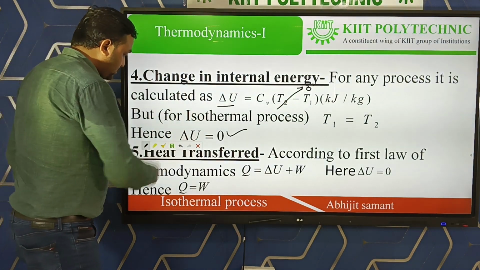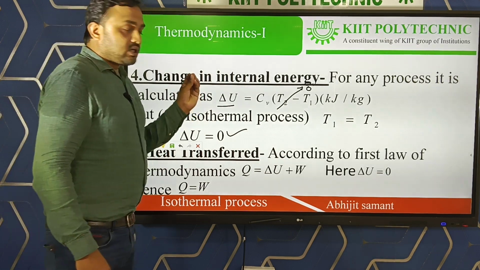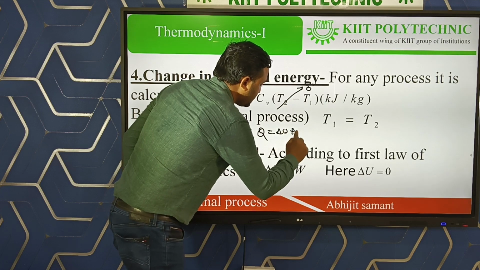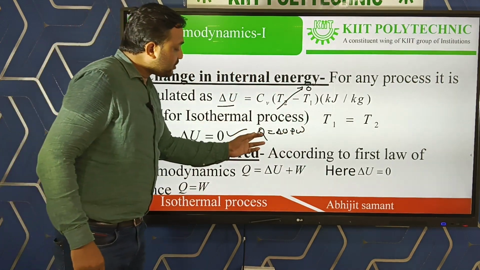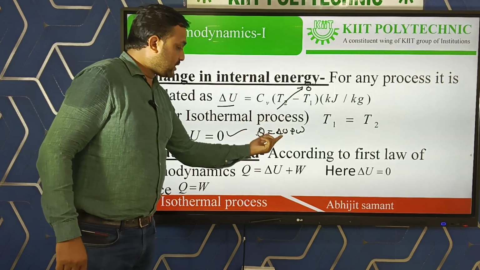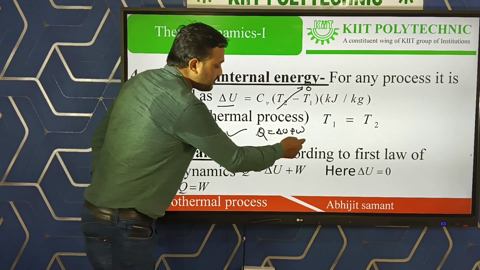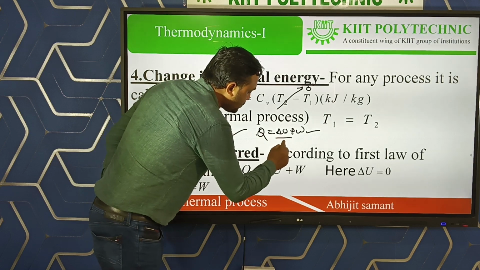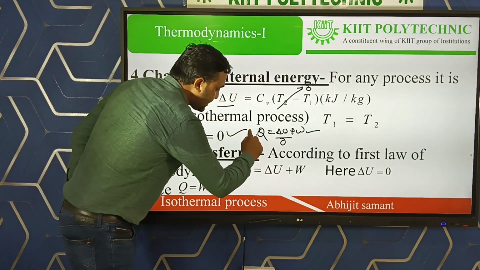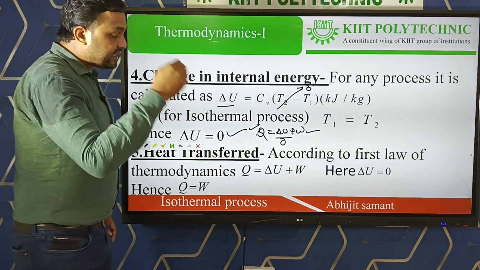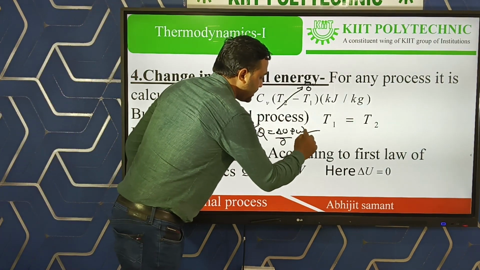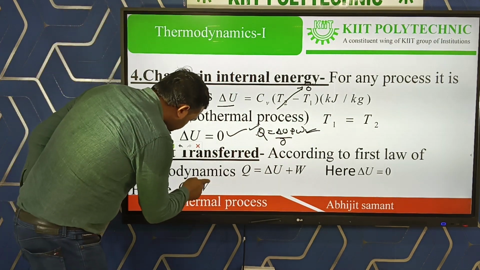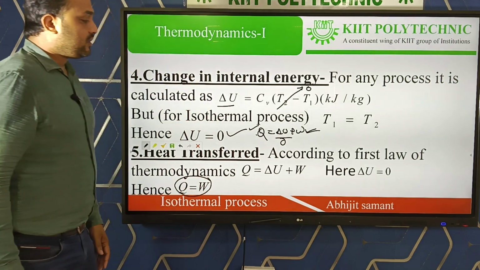Next is heat transfer. From the first law of thermodynamics, we know that Q equal to delta U plus W. The heat transferred is used to increase the internal energy of the system and to do some external work. Here the change in internal energy delta U is equal to 0, so the heat transfer in an isothermal process is directly utilized to do work. That is why heat transfer is equal to work done in an isothermal process.